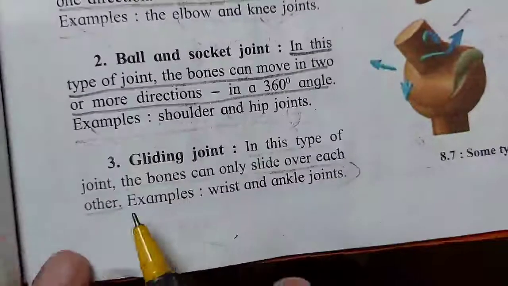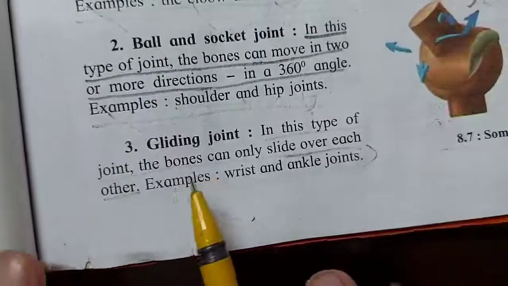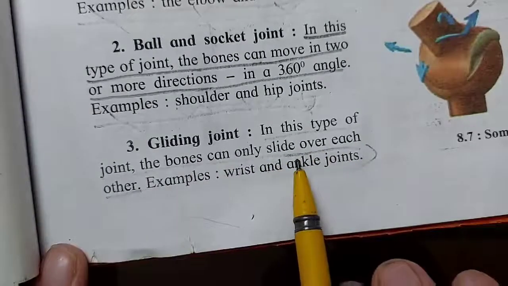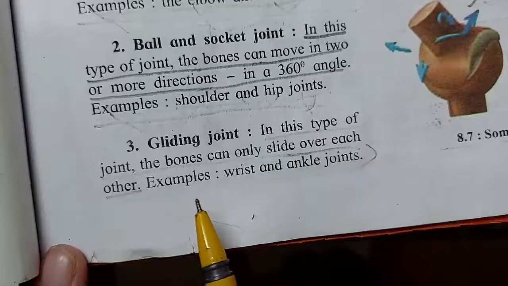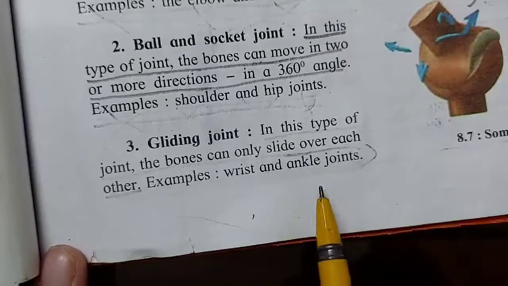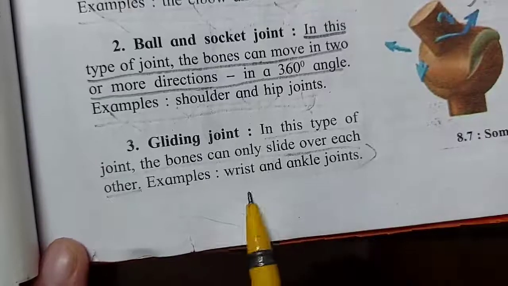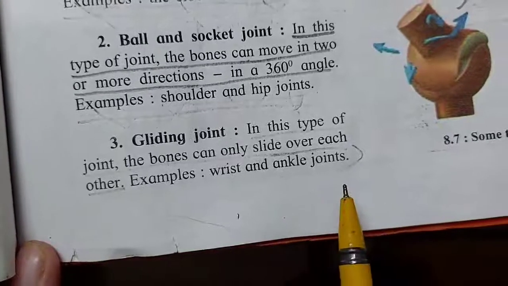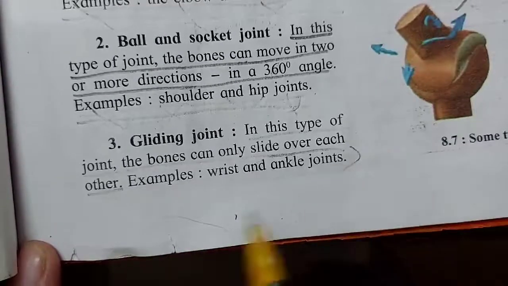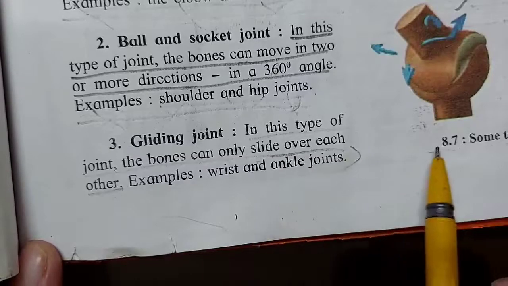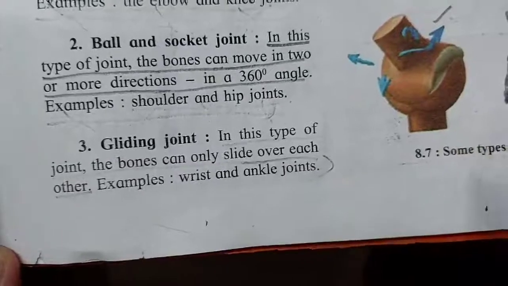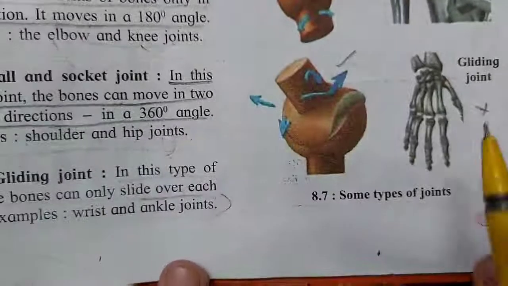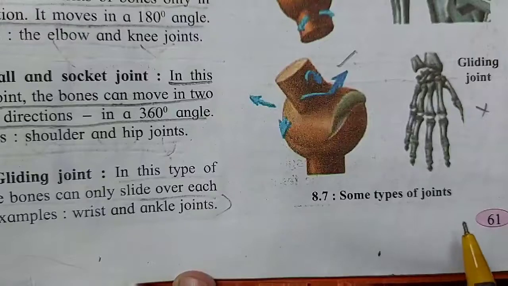Okay. Now the gliding joint. The third joint is the gliding joint. In this type of joint, the bones can only slide over each other. Example, the wrist and the ankle joints. The wrist and the ankle, they can only glide. You know what gliding is, no? They cannot move in any other direction. They can only slightly move over each other. It is like this, and it is here in your fingers, and it is there in your ankles.